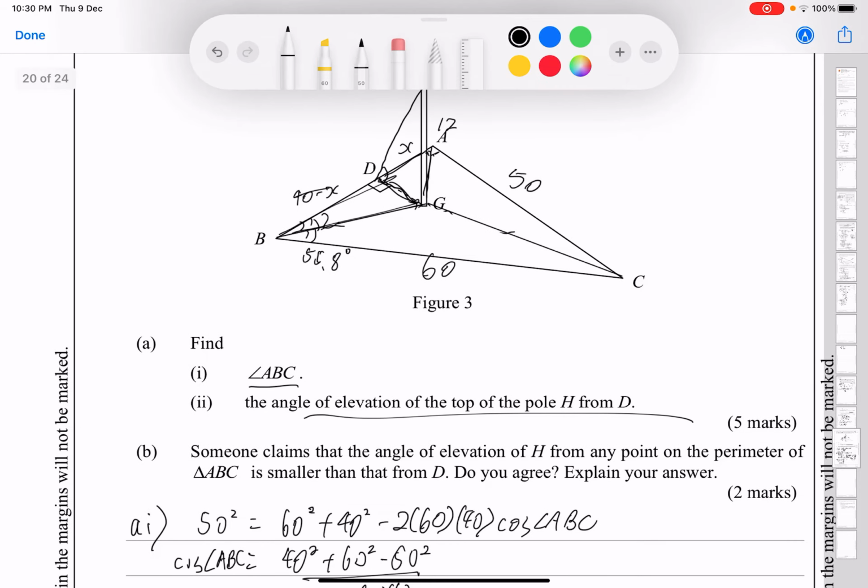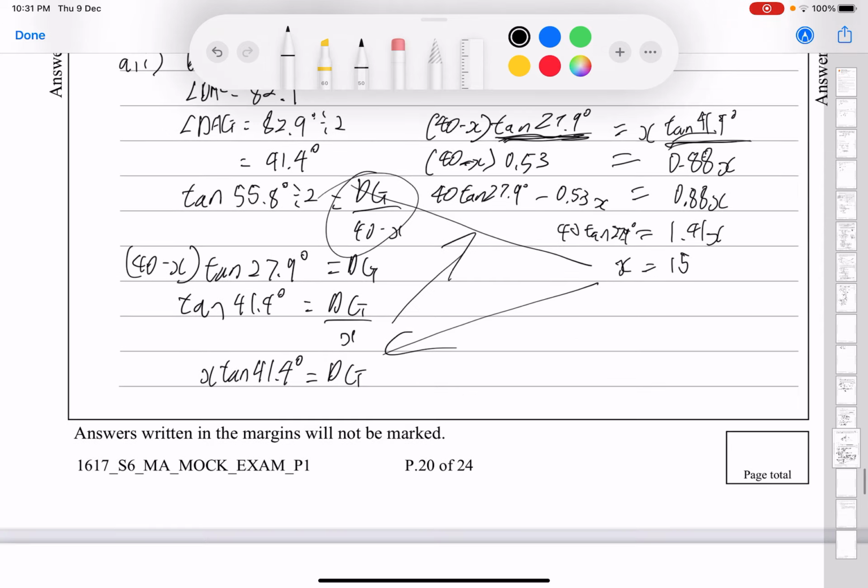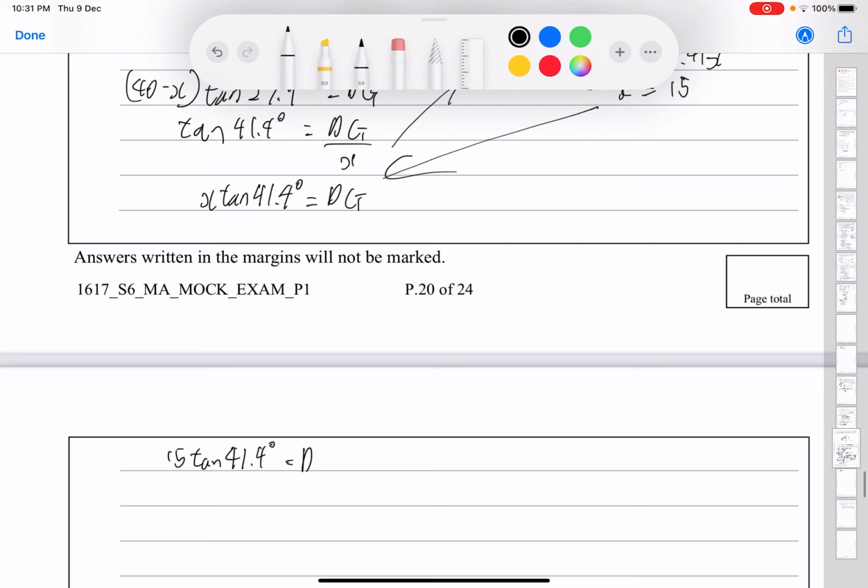So we substitute back x equals to 15 into one of these equations right here. Maybe this one or maybe this one. So 15 tangent 41.4 degree, it's equals to DG. DG will be equals to 13.23 meters.